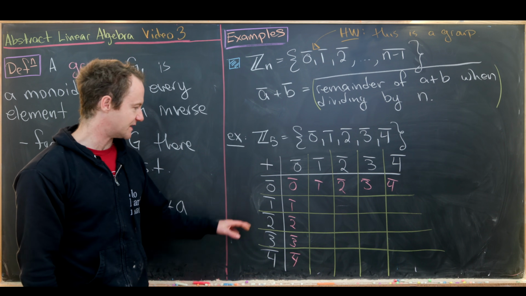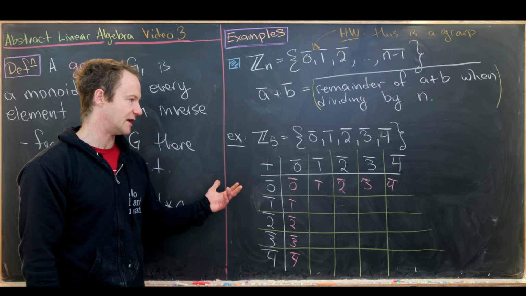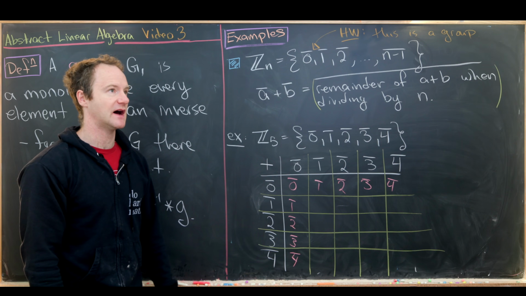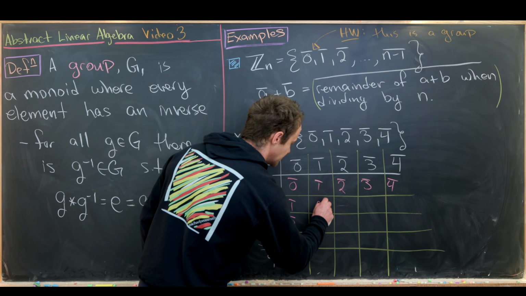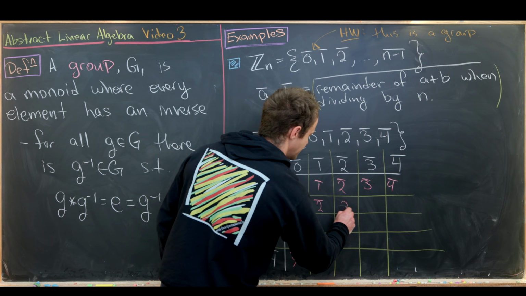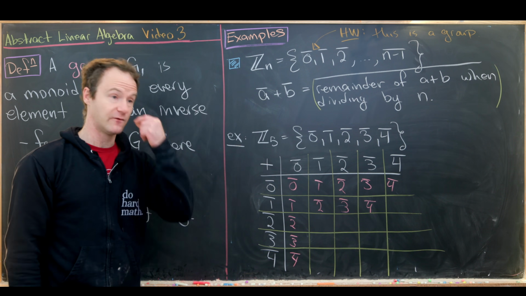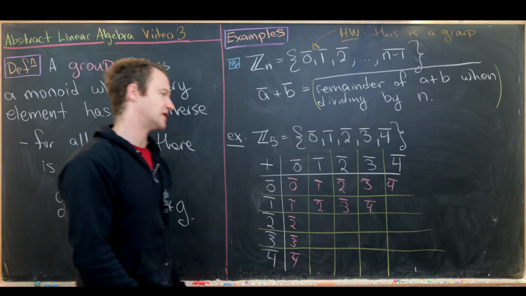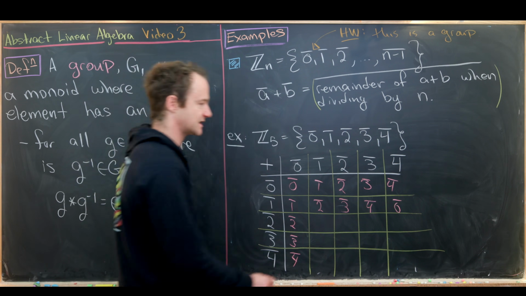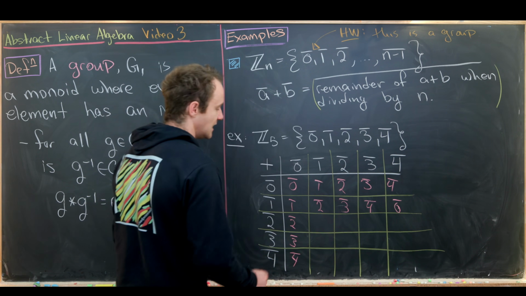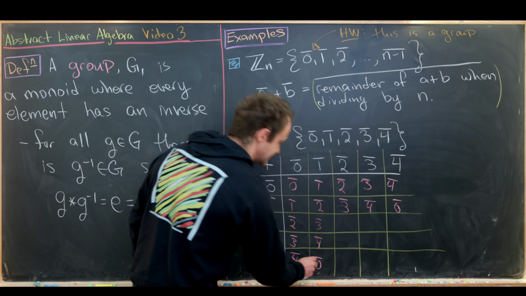Now let's see what happens for 1. So when we divide 1 plus 1, which is 2, by 5, we get a quotient of 0 and a remainder of 2. So this is going to be 2. Likewise, this will be 3 bar, this will be 4 bar. But if we add 1 and 4, we get 5. That remainder will be 0. So here we've got 0 bar. That looks like a 6, but that should be a 0. And then likewise down this column, we get 3 bar, 4 bar, and 0 bar.